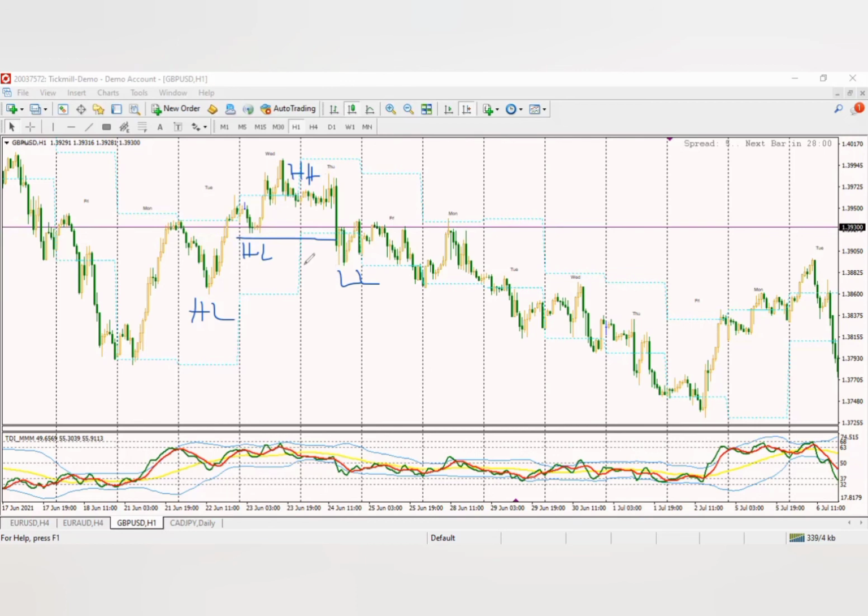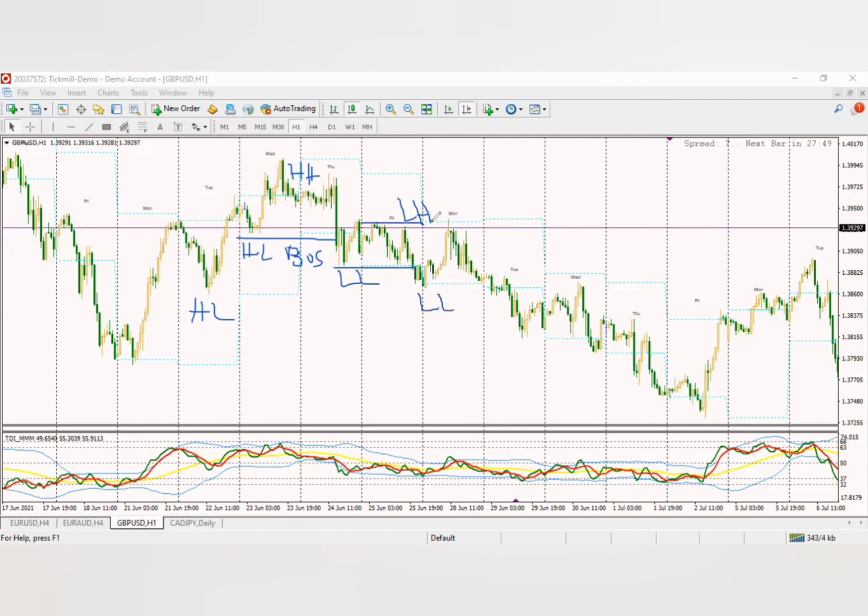Then the market came down and broke this, so this is a break of structure. So what happened? The market retraced a little bit and gave us what? A lower high. So why did I call this a lower high? Because this is a high, this is another high, but this high is lower than this. We are going to call this what? A lower high. Then it retraced a little bit and gave us another lower low.